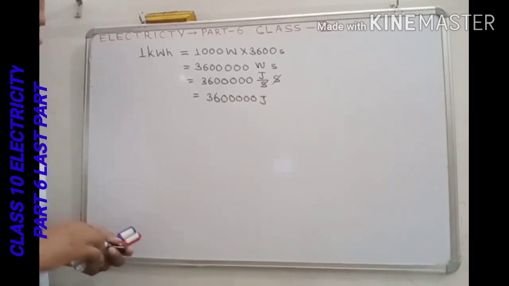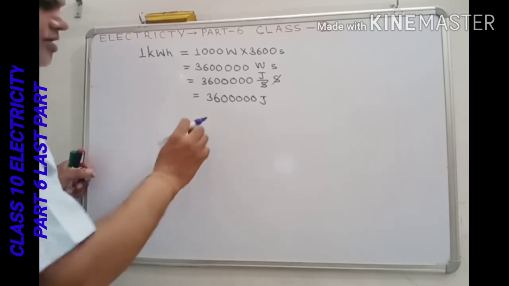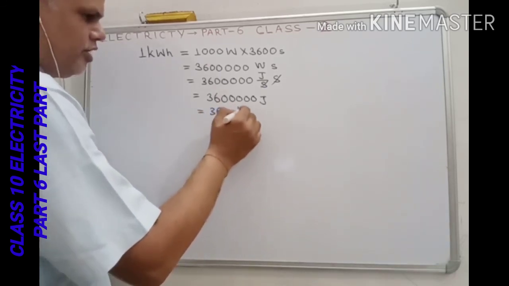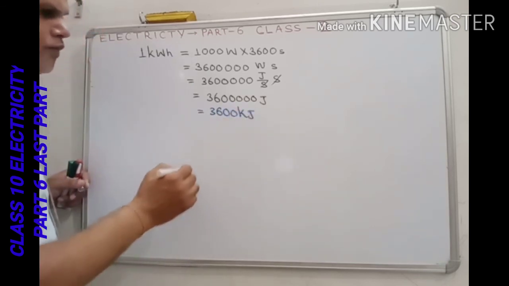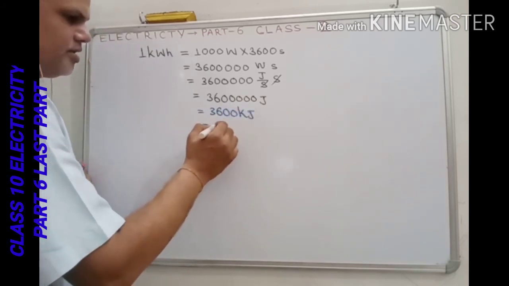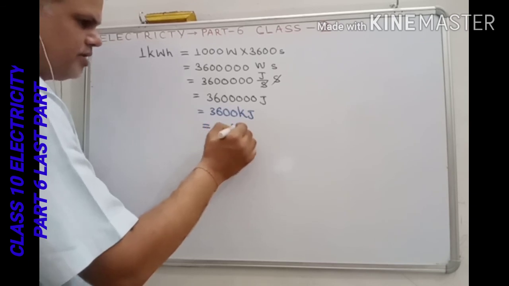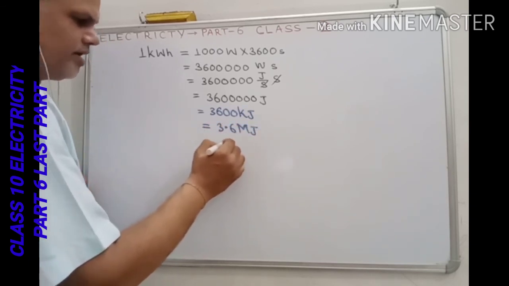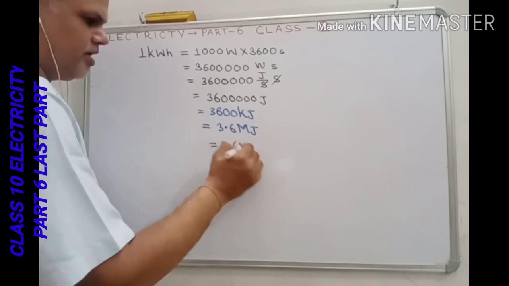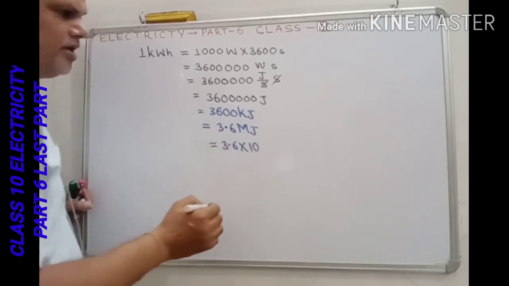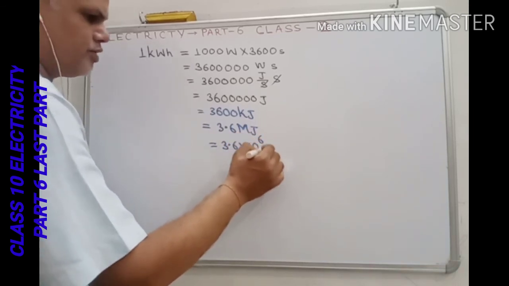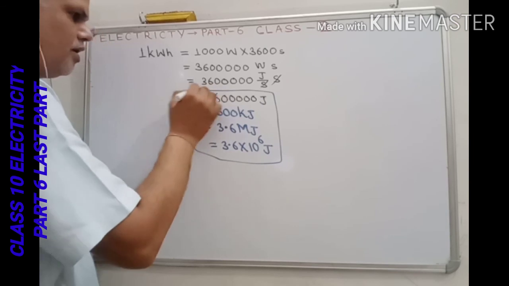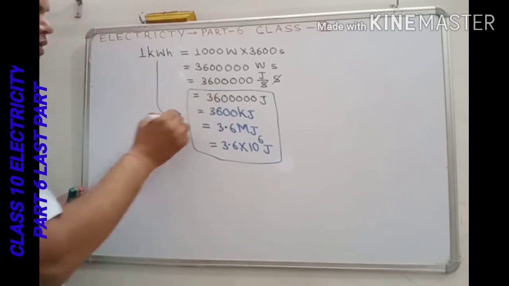Or we can also write it as 3600 kilojoule, or 3.6 megajoule, or 3.6 multiplied by 10 raised to the power 6 joule. So all these are the results of this 1 kilowatt hour.